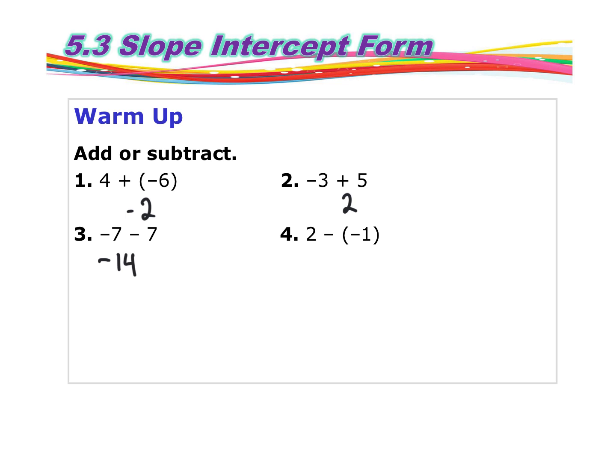And then for number 4 we have 2 minus negative 1. If we remember, this negative and this negative become a positive. So we're left with just adding 2 plus 1, which gives us 3.